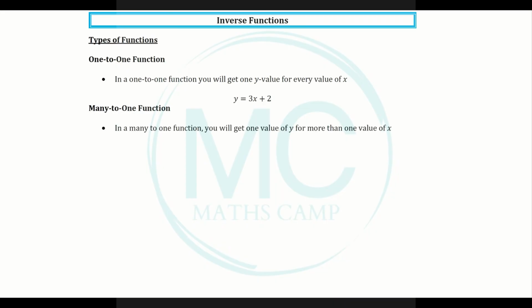But we also get many-to-one functions. In a many-to-one function, you will get one value of y for more than one value of x. And as an example, we can look at y is equal to x squared. A parabola is an example of a many-to-one function. Here, if x is 2, y is 4. But if x is negative 2, y is still 4. So we have a y value of 4 for two values of x.